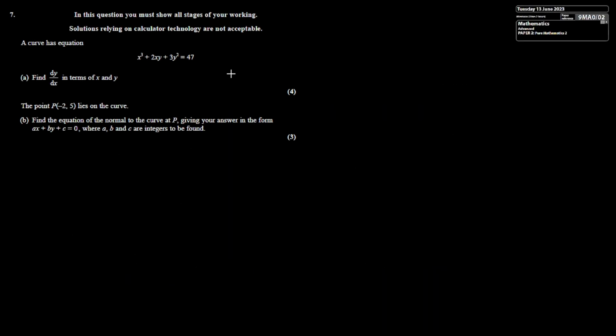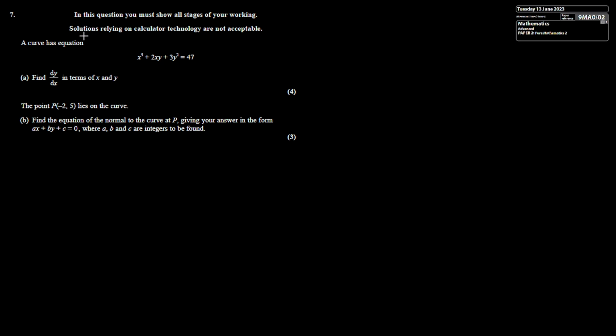Question 7, we've got to differentiate this curve here. And as you can see, we've got a mixture of x and y terms. We haven't got y on its own on the left-hand side of the equation. We've got a mixture of terms, and to find dy/dx, we need to employ implicit differentiation and the rules for that.